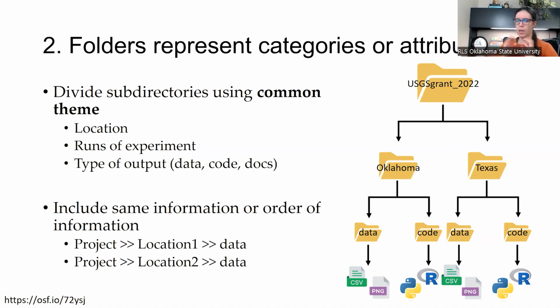And then let's say I'm the PI on an Oklahoma field team, and there's a co-PI down in Texas working on the same project. So maybe we decide we want to split our subdirectories by location. There's an Oklahoma folder and a Texas folder. And then within those is where each individual team is putting data files. So CSV files, image files like PNGs. Maybe we put our code in there, any Python or R script.